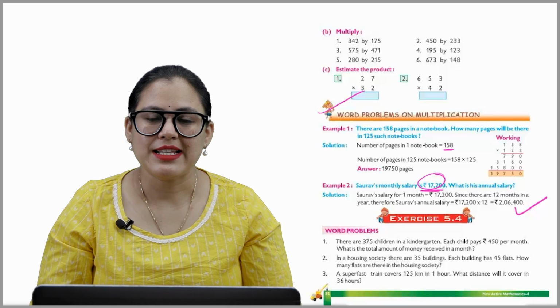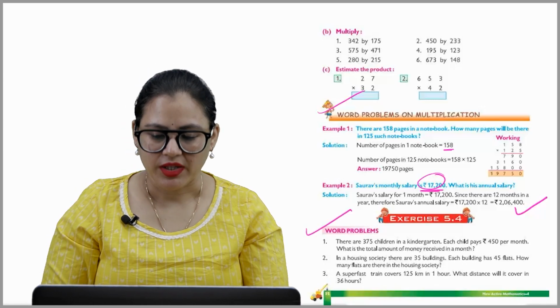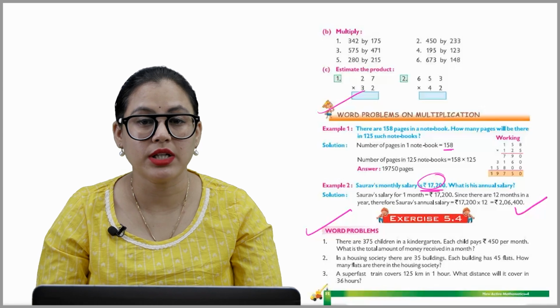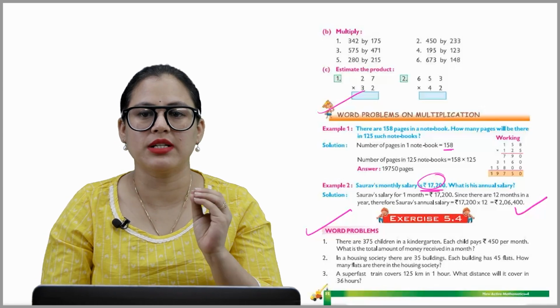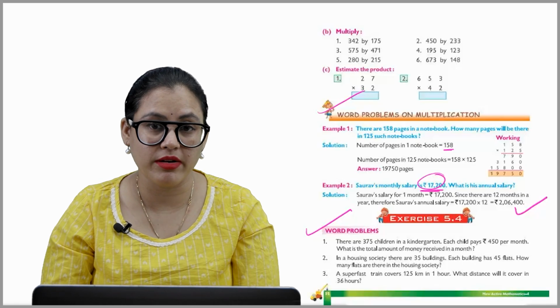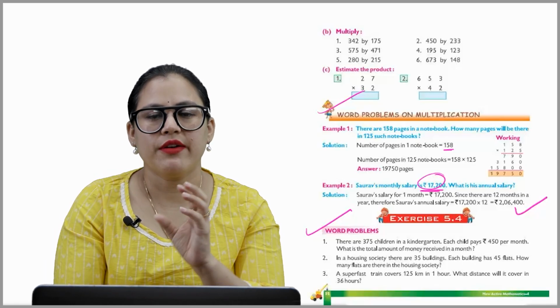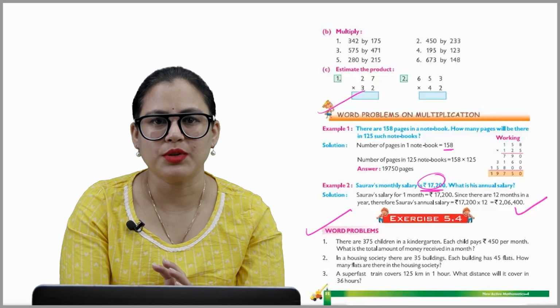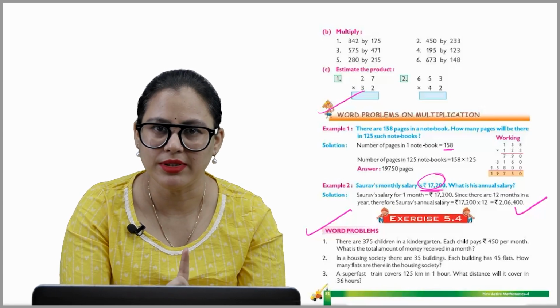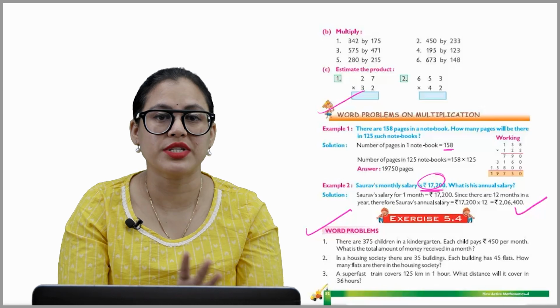Okay, let's do exercise 5.4. Word problems. There are 375 children in a kindergarten. Each child pays rupees 450 per month. What is the total amount of money received in a month? Okay. So, every child in kindergarten pays 450 rupees per month. So, we have to find out the total money which is received in a month.